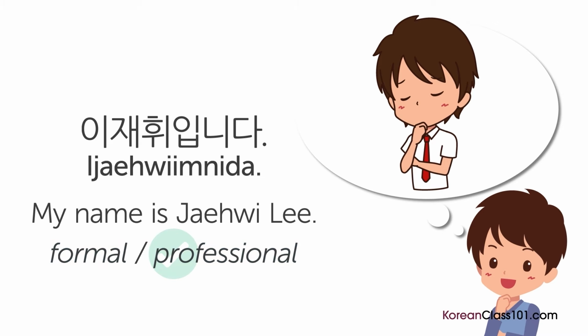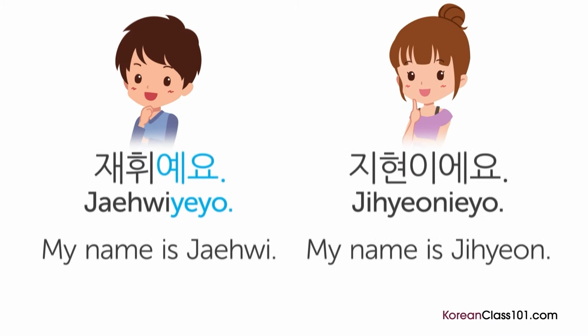If you want to be polite but not too formal, you can use the 예요 or 이에요 ending. The ending depends on whether your name ends in a vowel or consonant. Since my name is Jae-hwi, which ends in a vowel, I'll use 예요. So the whole introduction will be 재휘예요. If your name ends in a consonant, like the common Korean female name 지현, then you use the 이에요 ending. Therefore, the whole introduction will be 지현이에요, using 이에요 at the end. This is the most common way to introduce yourself.